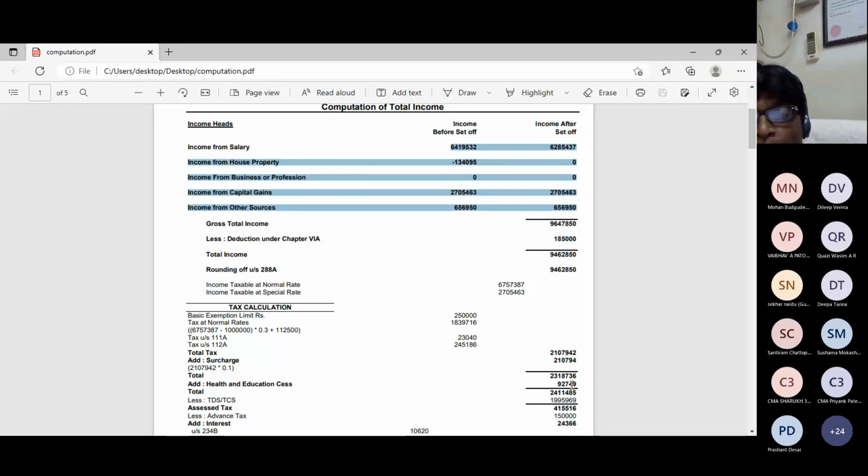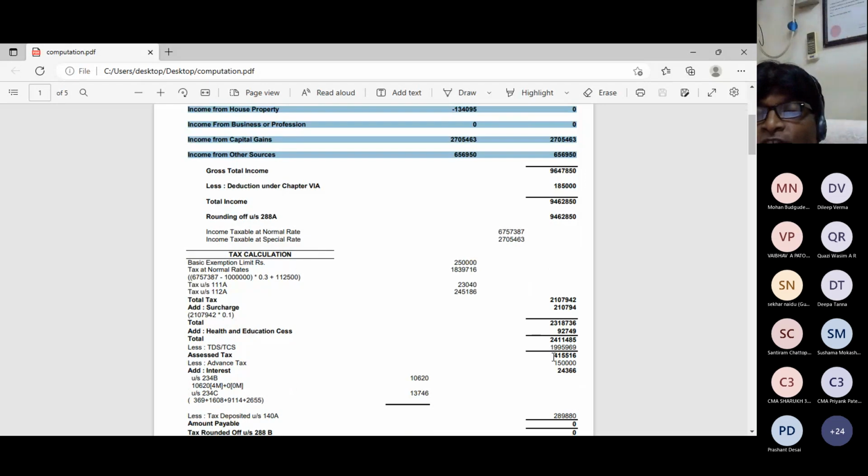In totality, my tax liability is 23,18,736 prior to levying of health and education cess, which is 4%. In totality, my total tax liability, including the health and education cess, is 24,11,000, out of which my TDS, tax deducted at source, is 19,95,000. And after that, I have also paid the advance tax of 1,50,000. So out of 4,15,000, if you deduct 1,15,000, the balance tax payable is my liability.